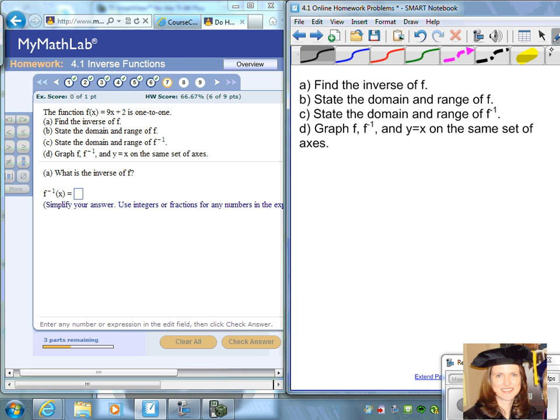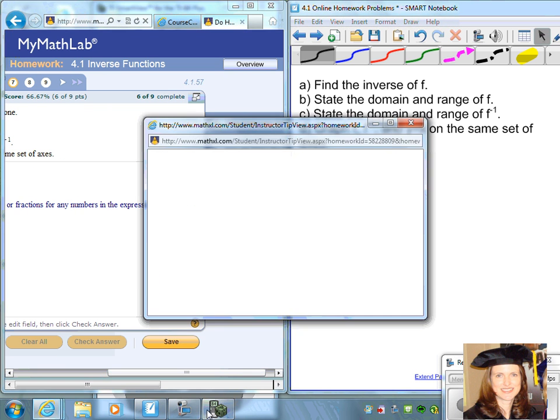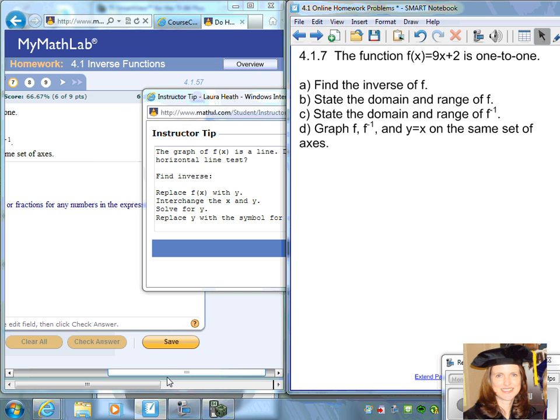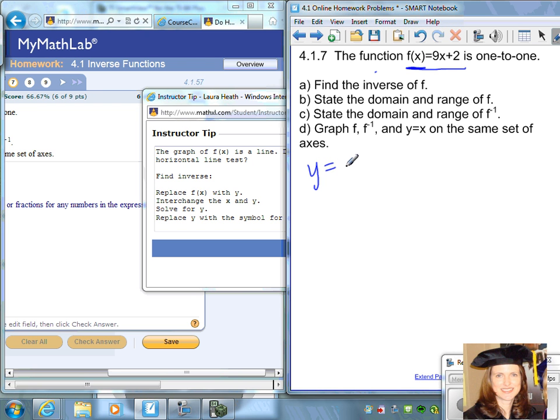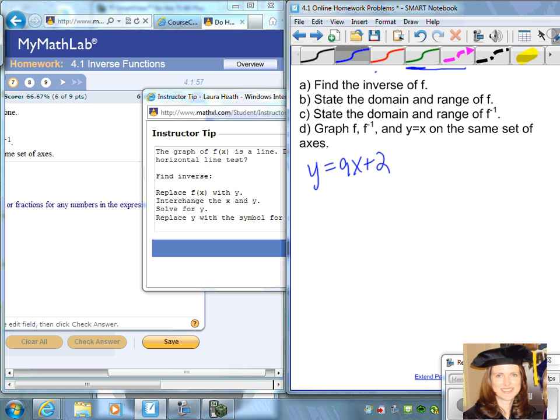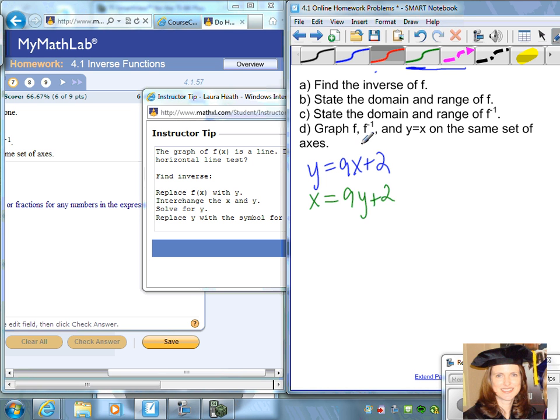So the way we find the inverse, you can refer to the 4-step process that I've listed on my math lab. You're going to take the function and replace f of x with y, and you get y equals 9x plus 2. You're going to interchange the x's and the y's. So wherever you see a y, you're going to put an x, and wherever you see an x, you're going to put a y. Everything else remains the same. The third step would be to solve for y.